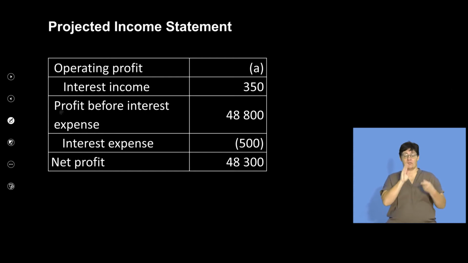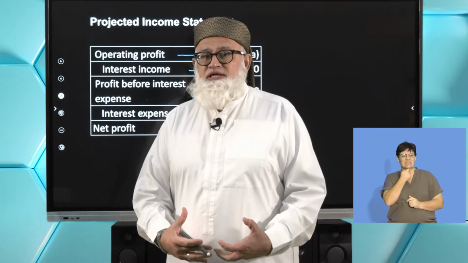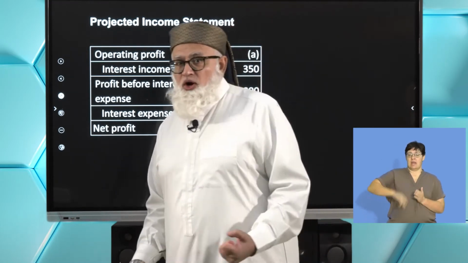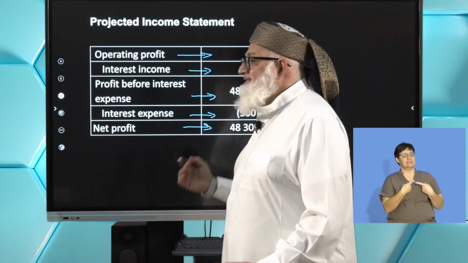In the first one, we can see that we're given the bottom half of my projected income statement. So I have my net profit at the end of the year, I have my interest expense, I have my profit before interest expense, I have my interest income. I'm expected to calculate my operating profit. Now, the secret to this here is, generally when you are doing an income statement, you're working from the top of your income statement to the bottom to your final answer, which is your net profit. But in this case here, as you can clearly see, it is slightly different.